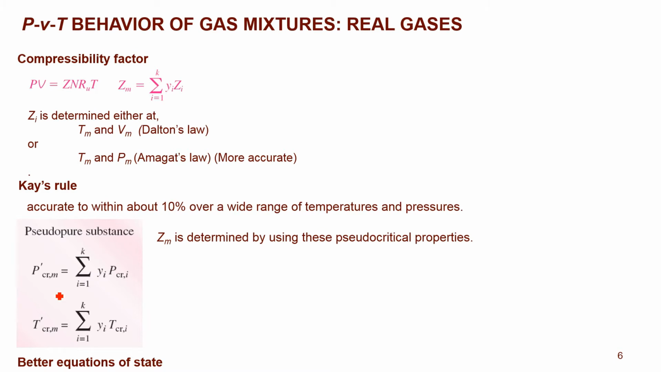You do the same thing with the temperature, and then you use these two values to calculate the reduced pressure and reduced temperature for the mixture, and then you read the chart to get the compressibility factor for the mixture. Then you can use the compressibility factor equation to get, let's say, the volume of the gas mixture.